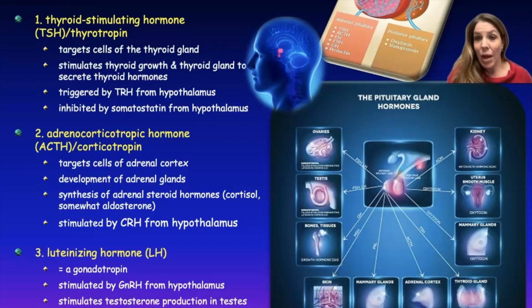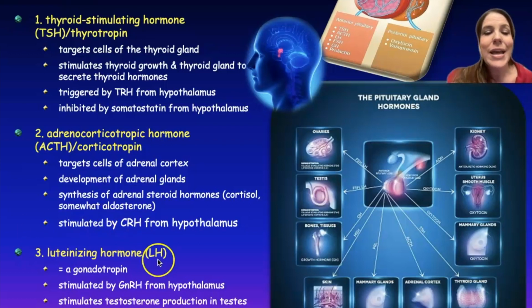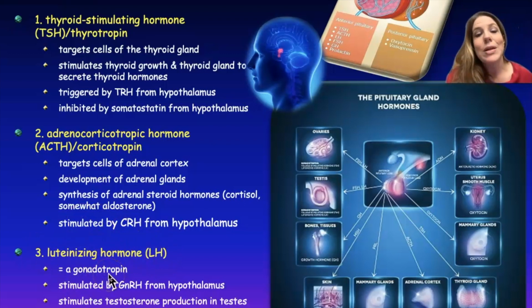And finally, let's go over a third hormone from the anterior pituitary gland. This is LH, or luteinizing hormone. It is a gonadotropin because it's going to target the gonads, testes in the male or ovaries in the female.